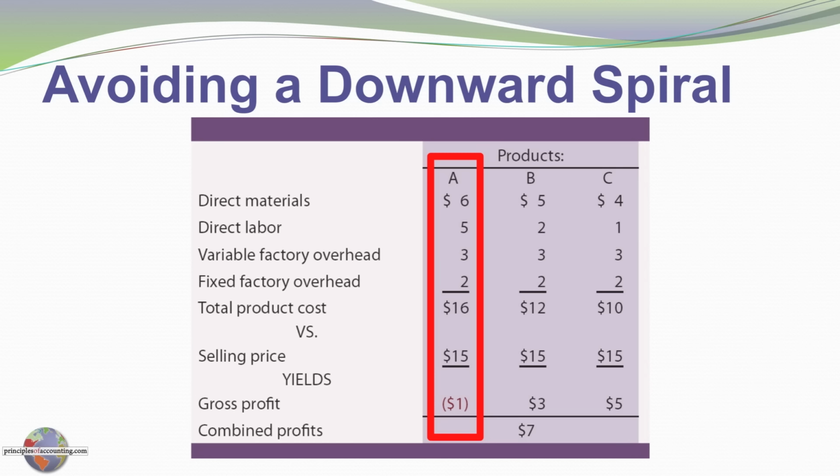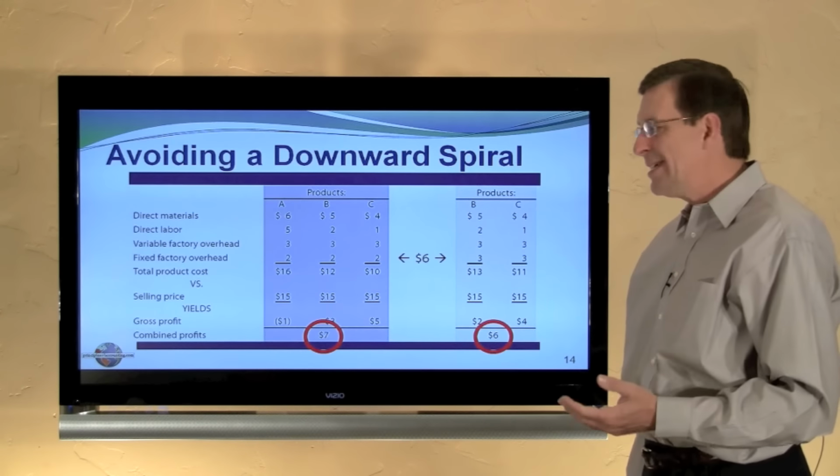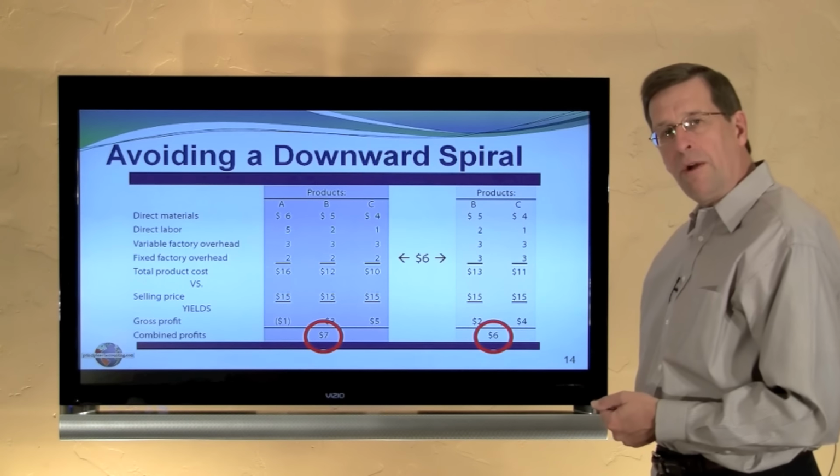One might think, well, let's discontinue product A. Let's look closer at what happens. First of all, take note that the combined profitability of products A, B, and C is $7, whereas, if we only produce products B and C, the analysis shows that combined profit is $6. We've reduced overall profit. Now that may seem inconsistent with the idea that we're losing $1 on product A.